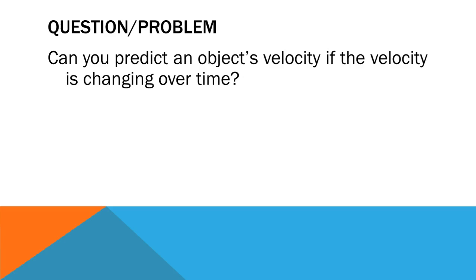Can you predict an object's velocity if the velocity is changing over time? So we've dealt with constant velocity where the velocity is always the same. Now we're looking at velocity that increases or decreases over time.